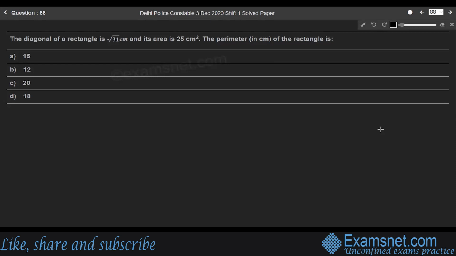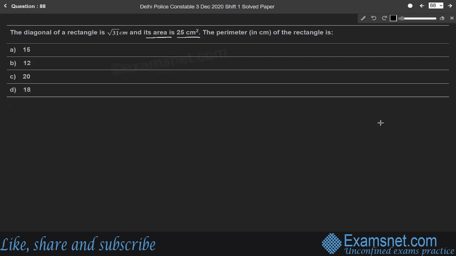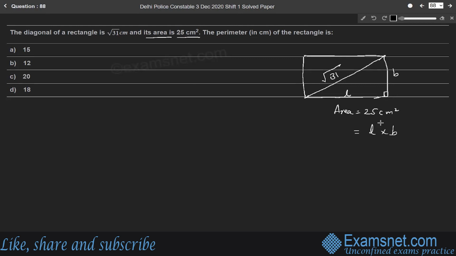Question 88. The diagonal of a rectangle is square root of 31 centimeter and its area is 25 centimeter square. The perimeter of the rectangle is? Consider a rectangle whose area is 25 centimeter square, and consider its diagonal. Because of the diagonal, a right angle triangle is created, and the length of the diagonal is square root of 31. Area is the product of length and breadth. Let L be the length of the rectangle and B be the breadth.